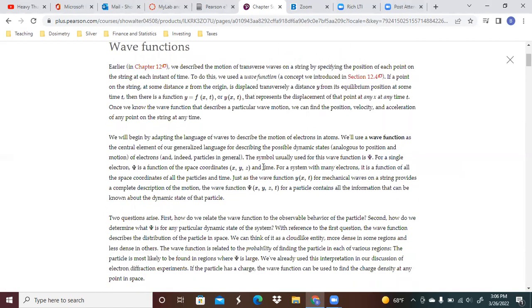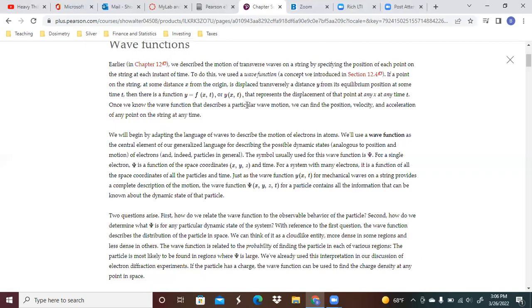So we're going to borrow a little bit from classical wave motion in order to make this happen. Earlier, back in chapter 12, if you remember back that far, we described the motion of transverse waves on a string by specifying the position of each point on the string at each instant of time. And we had a function that would do that. That wave function was what we needed to say the wave is here at a certain point, it's over there at a certain point, and that kind of thing.